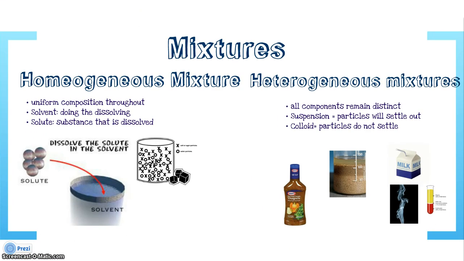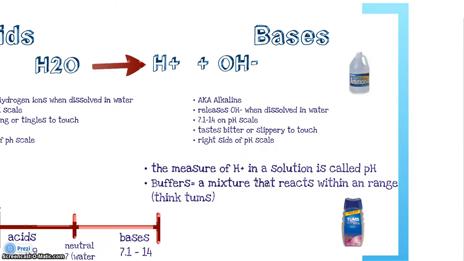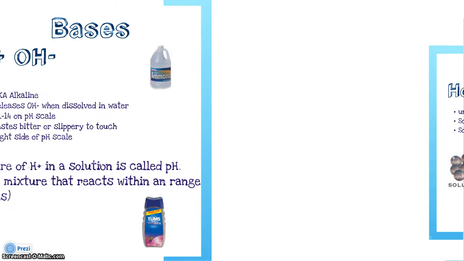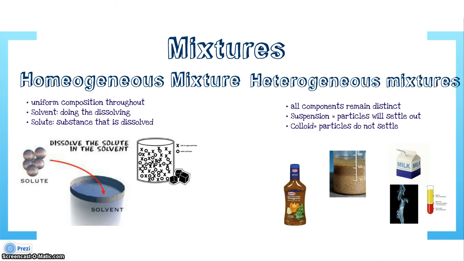Mixtures are a combination of two or more substances in which each keeps or retains its individual characteristics and properties. There are two types. One is called a homogeneous mixture, also known as a solution. These stay completely uniform, or the same, throughout.